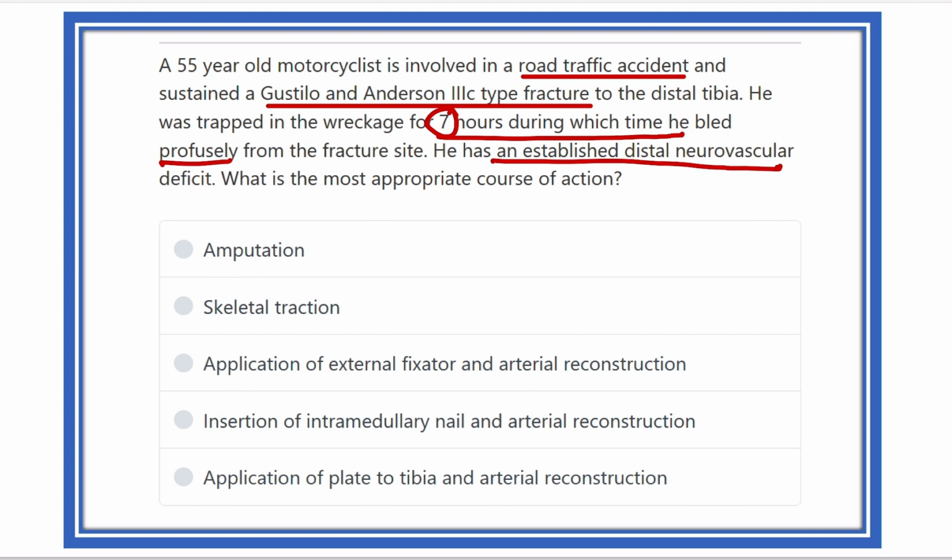What may be the options? The options are amputation, skeletal traction, application of an external fixator and arterial reconstruction, insertion of an IM nail, or intramedullary nail, and arterial reconstruction, or application of a plate to the tibia and arterial reconstruction.